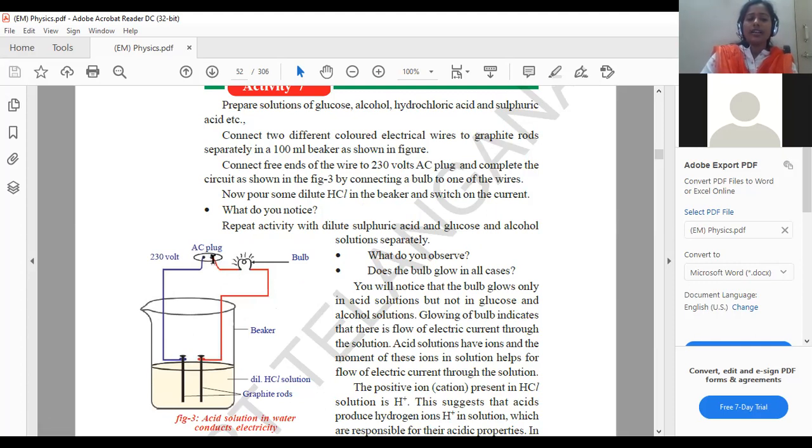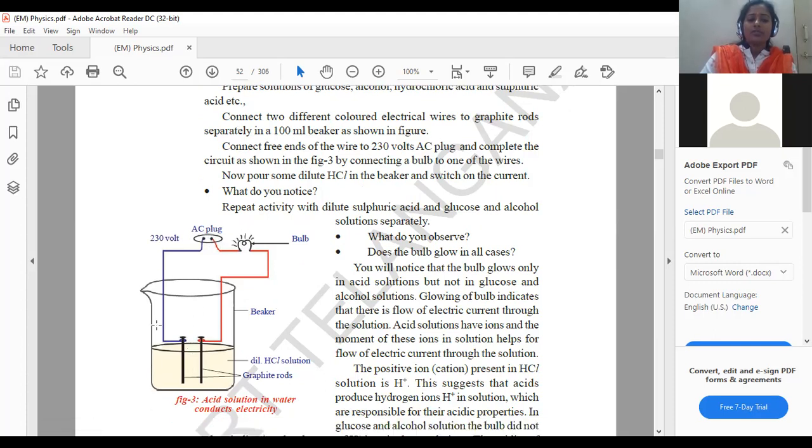A graphite rod was taken and two electrical wires are connected to it. Now, these two electrical wires are immersed into a 100 ml beaker. Here you can observe the beaker. It is the glass container in which we are placing dilute hydrochloric acid. Dilute hydrochloric acid was placed inside.